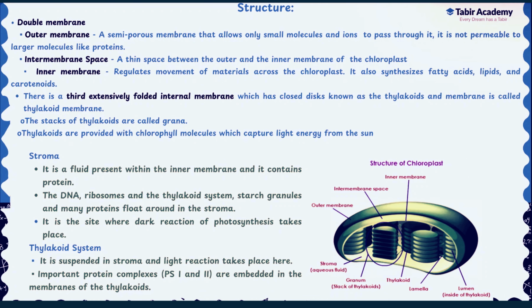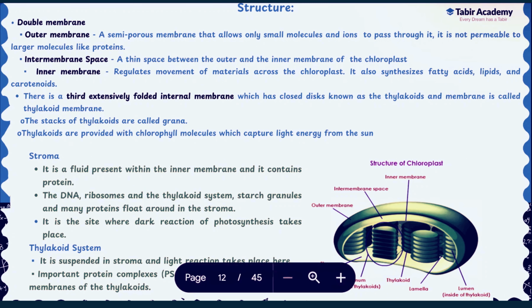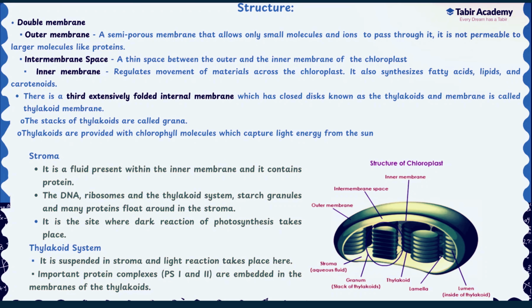So you have a double membrane, जिसकी outer membrane होती है, which is a semi-porous membrane, जो कि सिर्फ small molecules या ions को allow करती है to pass through it, and it is not permeable to larger molecules like proteins. फिर आपके बीच में एक intermembrane space आ जाती है, that is a thin space between the outer and inner membrane of the chloroplast.